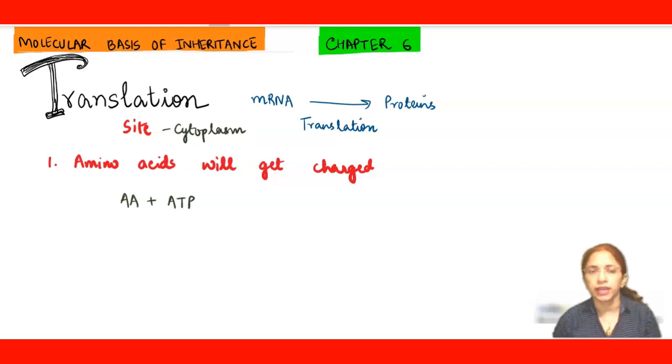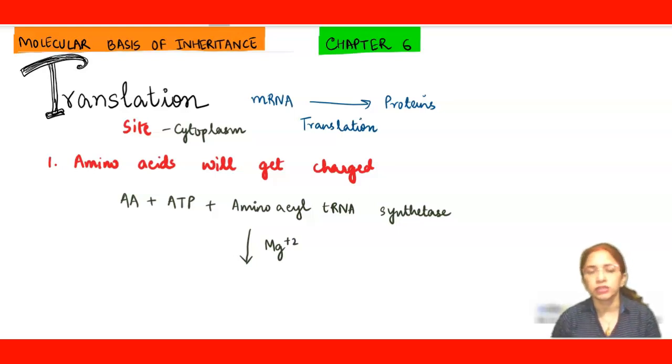So here AA means amino acid, ATP means adenosine triphosphate, and there will be one more enzyme required for this process, and this is amino acyl tRNA synthetase. Okay, it would be great if you could take your notebook and start writing the chemical reactions as it is proceeding in the video.